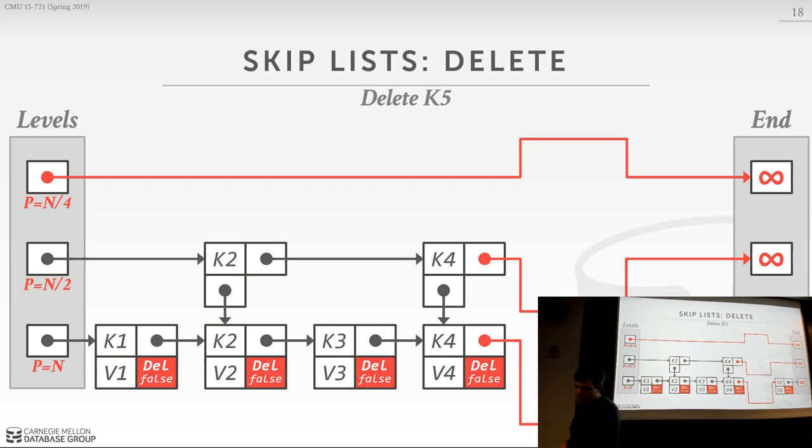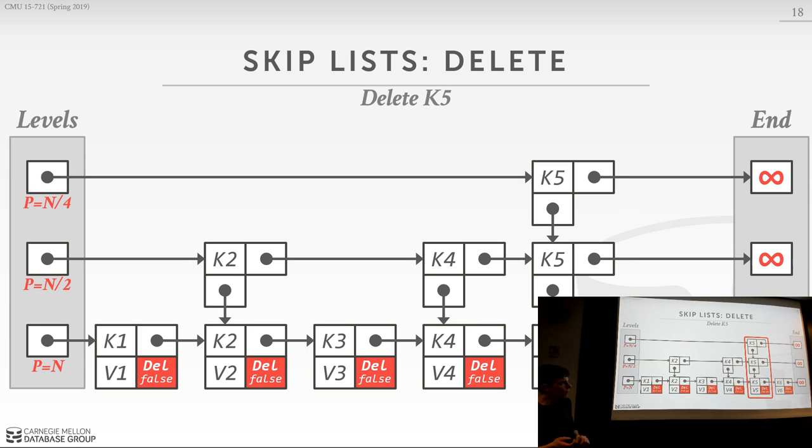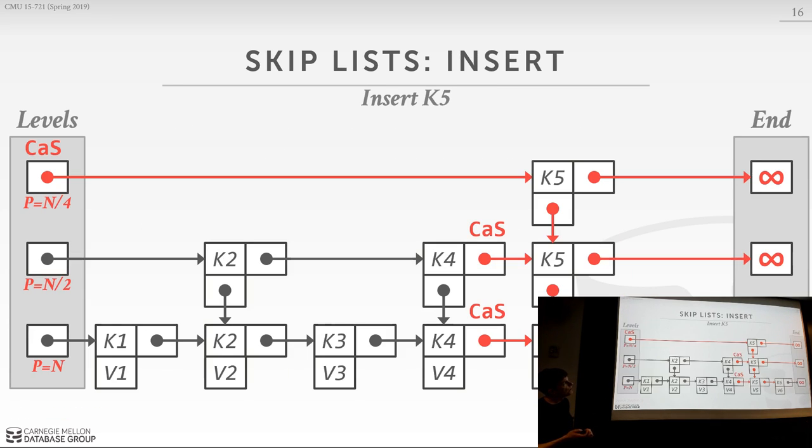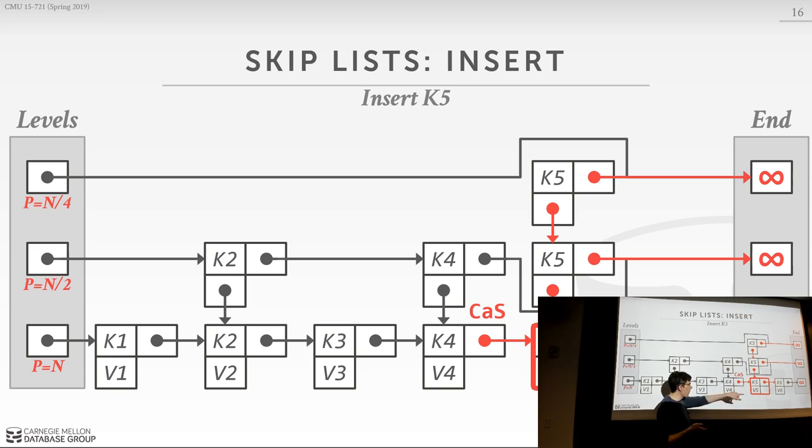Yes? I have a question about inserting. Let's say you're trying to insert K5, and your compare and swap on the bottom level passes. But what if your compare and swap on the second tier fails? Does that mean you completely retry, or you just abort the second and third level?